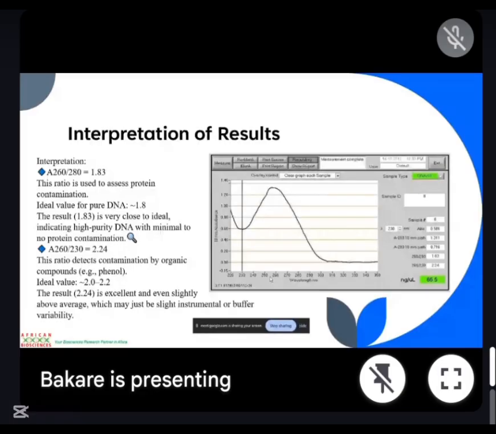Then now the 260/230 is 2.24, and you know the ideal value is 2.0 to 2.2. So for it to be 2.24 now, that means there's still some contamination by organic compounds. Maybe I have some phenol. It's not that I cannot still use it. It is excellent and is slightly above average.